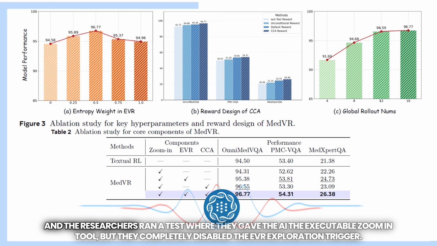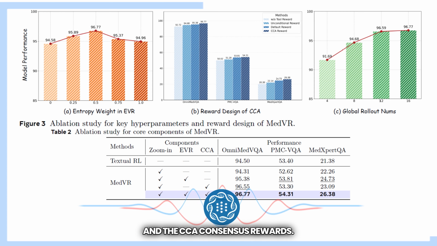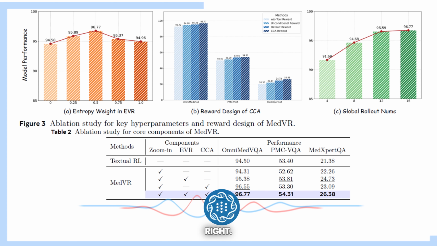Right. And the researchers ran a test where they gave the AI the executable zoom-in tool, but they completely disabled the EVR exploration trigger and the CCA consensus rewards. Oh, no guidance. Right. They effectively handed the AI the magnifying glass and told it to figure it out on its own without the self-taught curriculum. And what happened? The AI's performance actually degraded. It performed worse than a baseline model that had no zooming capabilities at all.